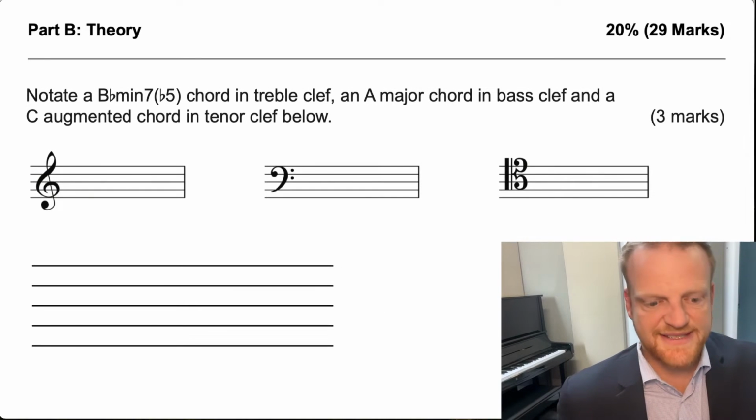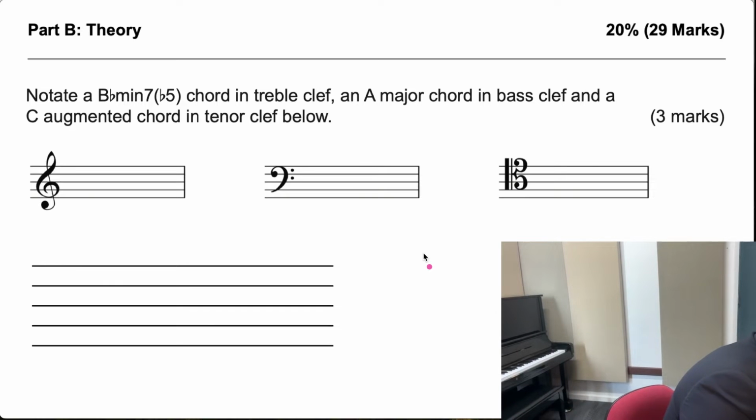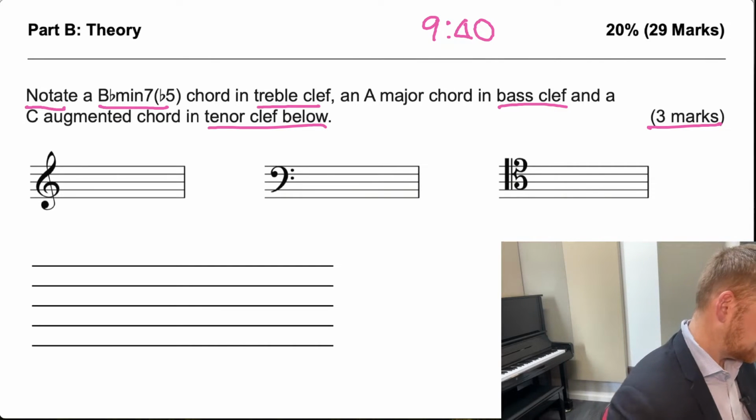Oh, that was fancy. Write out some chords. Here we go. Write the time. 9:40. Notate. So write out these chords in changing clefs. So that's probably worth remembering. We've got 3 marks. So we've got 1 mark per chord here, which is probably generous. We might be able to get a little bit ahead in this one.